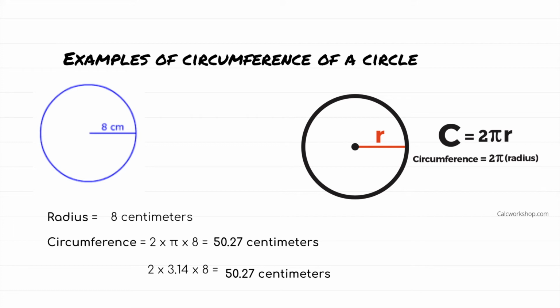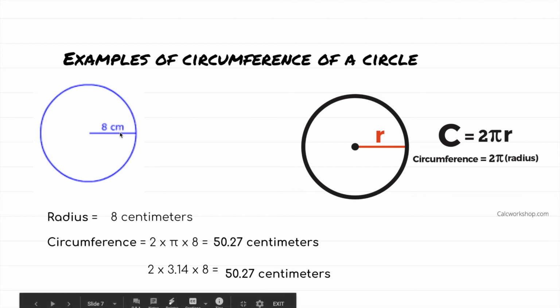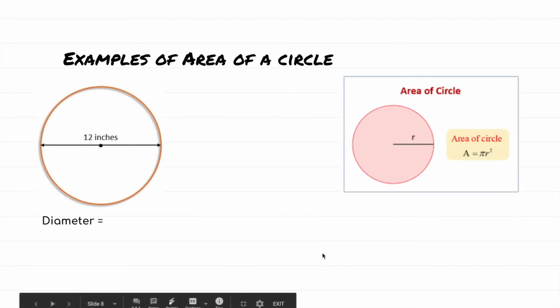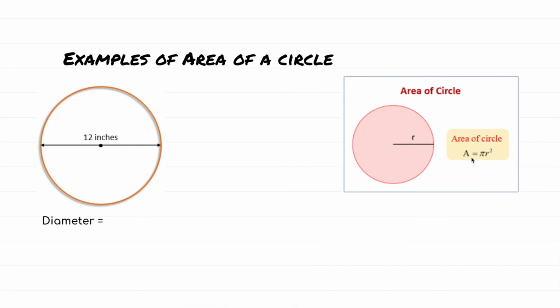You don't want to forget the units at all when you're doing circumference and when we do area later on in this lesson. Since the units for the radius was centimeters, the circumference will end up having the unit centimeters as well. So for area, the equation is area is equal to pi r squared.